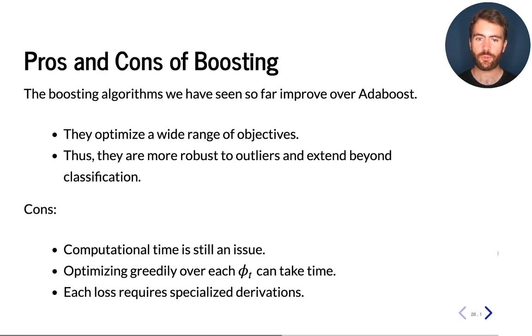So we have now seen a few boosting algorithms, and these different kinds of boosting algorithms that we have seen so far improve over this initial algorithm that we had called AdaBoost. They're useful because they can optimize a wide range of objectives, and in practice these objectives can provide us additional benefits, such as being more robust to outliers or extending to regression, while AdaBoost is only for classification.